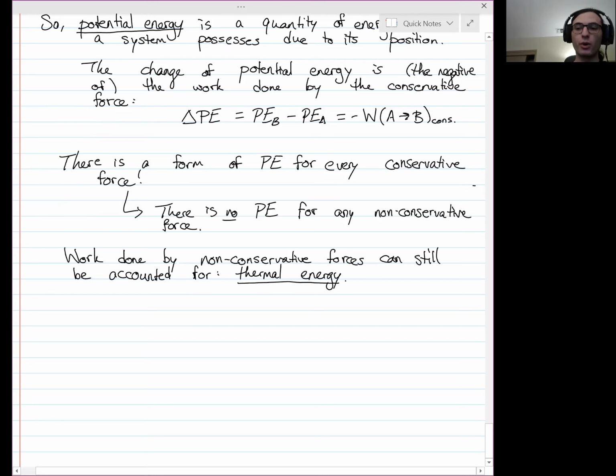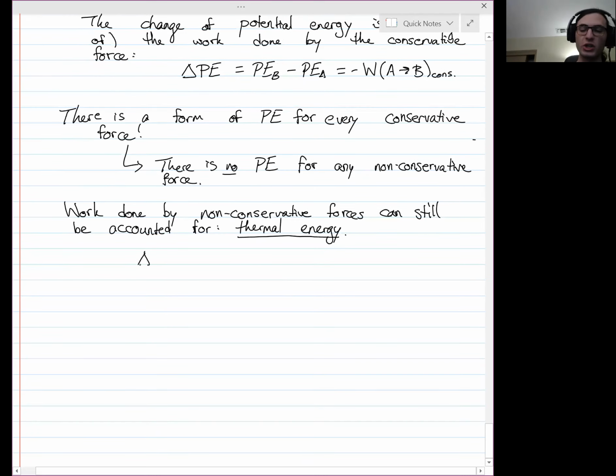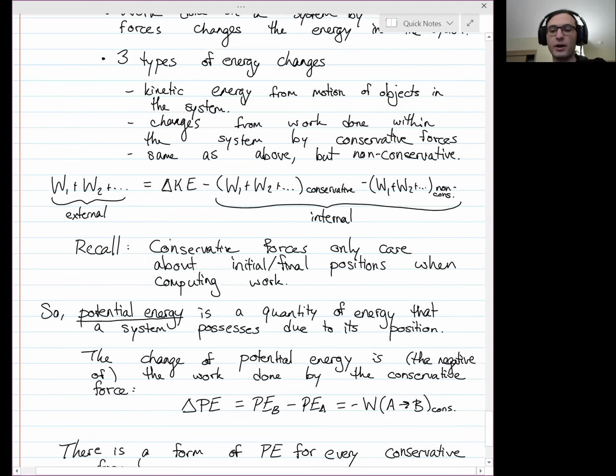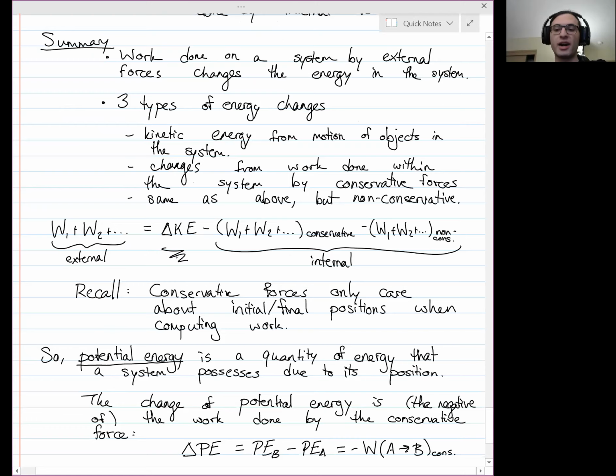So what we define then is the change in thermal energy of our system to be equal to the negative of work 1 plus work 2 plus ..., where these are works caused by non-conservative internal forces. So we've established everything then. We have our change in kinetic energy, we have our potential energies, and we have our thermal energies.